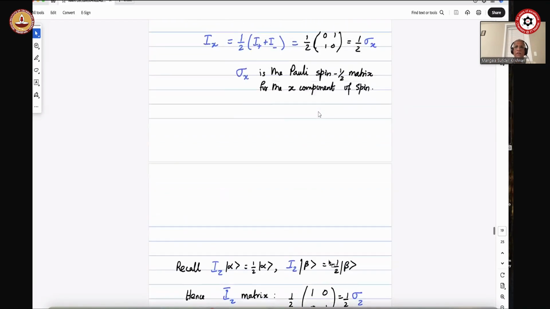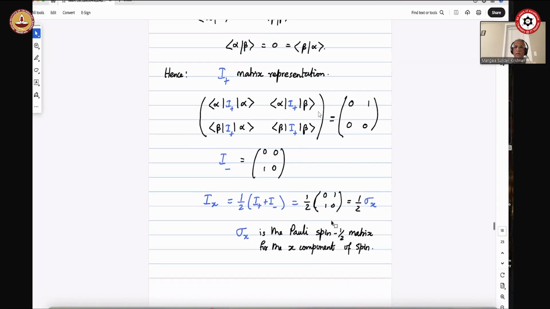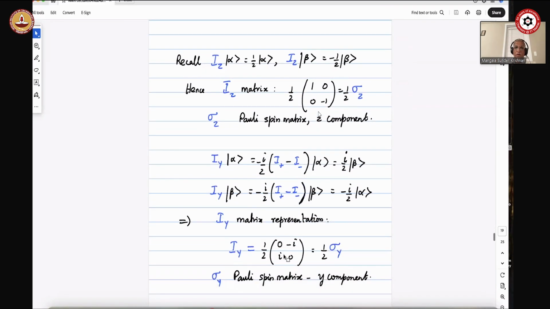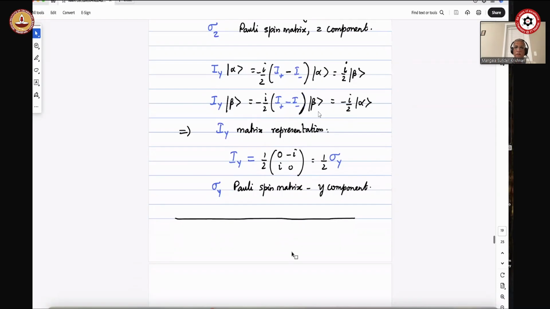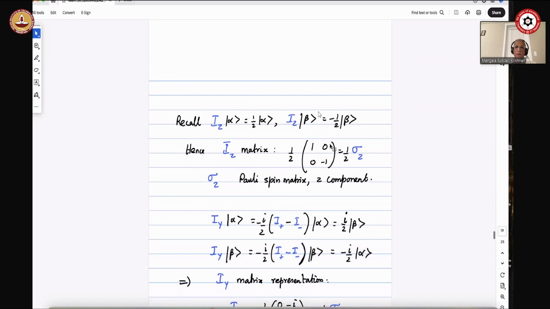Write down these things. Sigma x is 0, 1, 1, 0. Sigma y is 0, minus i, i, 0, this way. And sigma z is 1, 0, 0, minus 1.